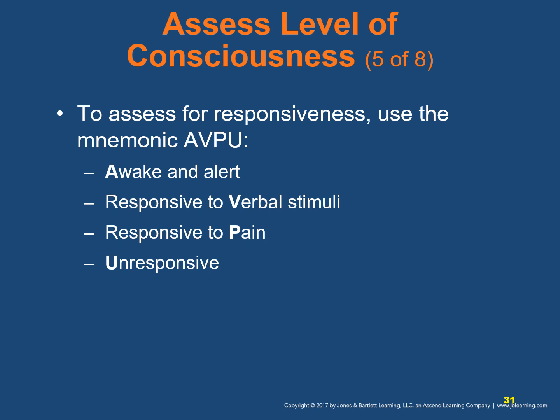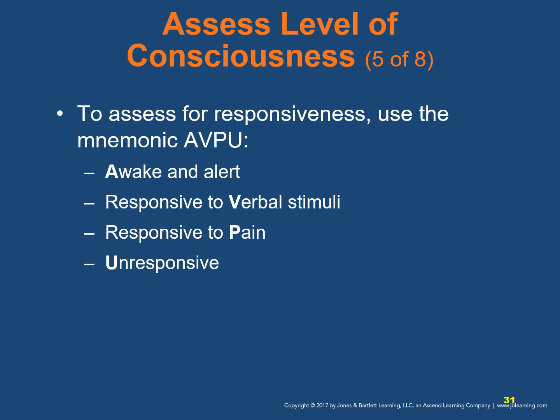A is awake and alert, where the patient is awake and aware of you and responsive to the environment. V is responsive to verbal stimuli. The patient is not alert and awake. The patient's eyes open to loud verbal stimuli, and he or she is able to respond in some meaningful way when spoken to. Responsive to pain, that's your P. The patient does not respond to your questions but moves or cries out in response to painful stimulus.